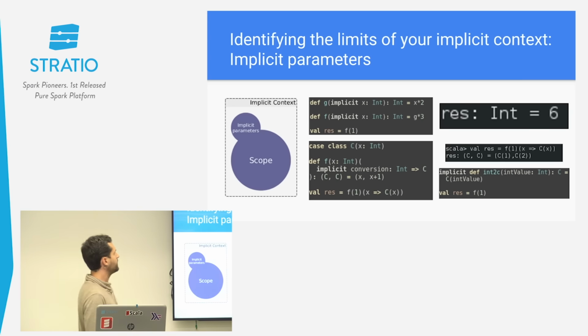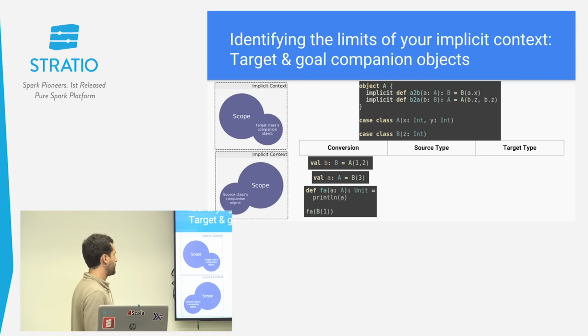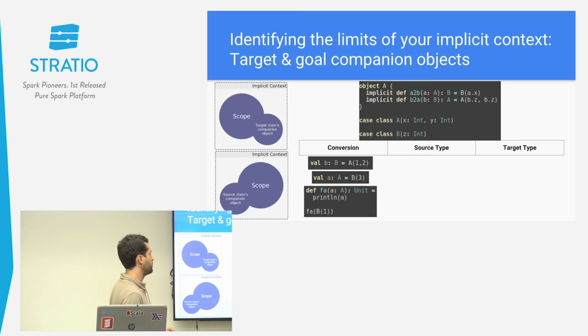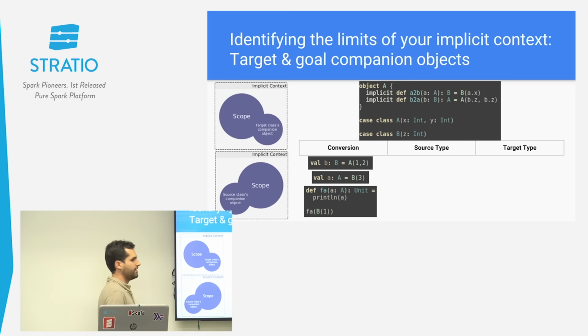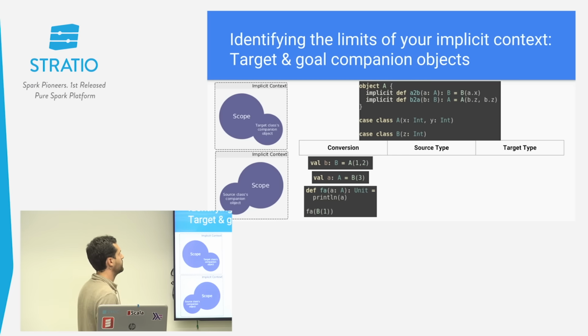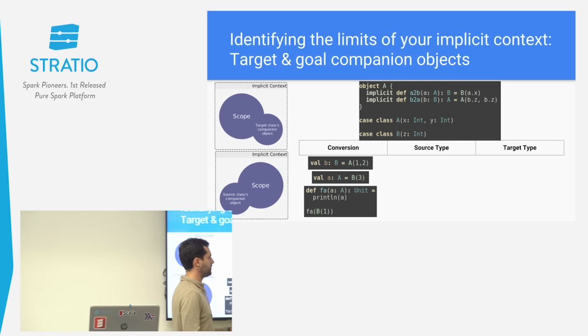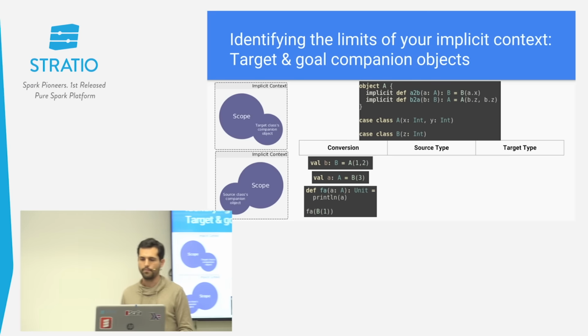So let's visit another pocket. Actually, there are two more pockets. This is too long to pronounce, but it's easier than it sounds. The implicit context gets expanded by the target class companion object. Imagine that. No, it's impossible to understand what the hell that is. No problem. We have seen before that the conversion has two parts: the source type, the one they are receiving, and the target type, the one they are providing.